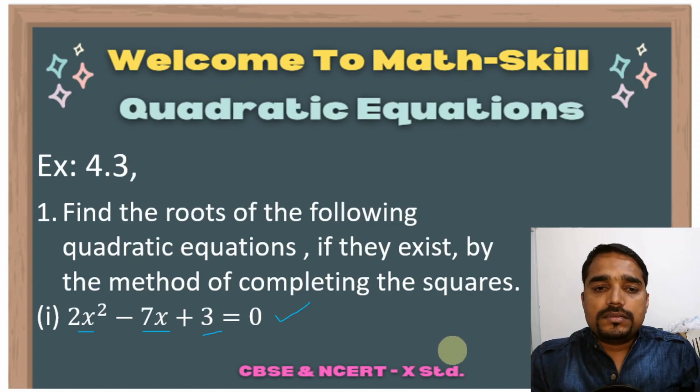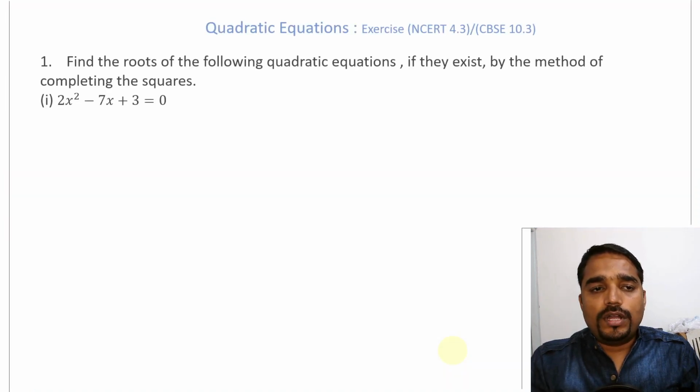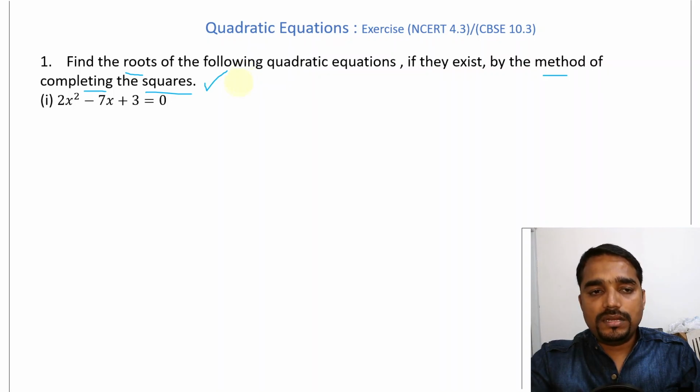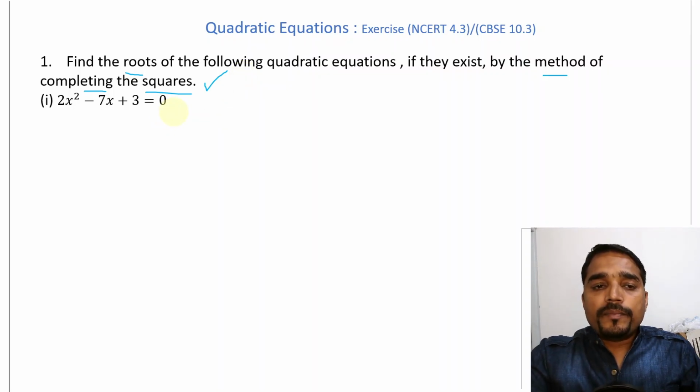Now let us note down the problem to start the solution. I have noted down the problem. The expectation is that we will have to find the roots of the following quadratic equation by the method of completing the squares. In my earlier videos, we have already seen how to find out the roots of the equation by the method of factorization. Similar to factorization, completing the squares is also one such method. So, by this particular method, we will have to find the roots of this particular quadratic equation.